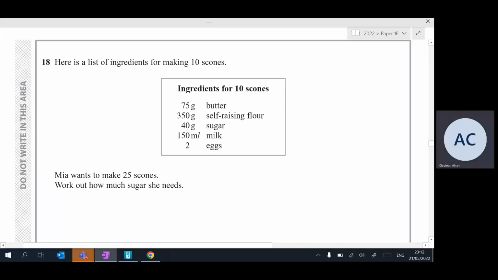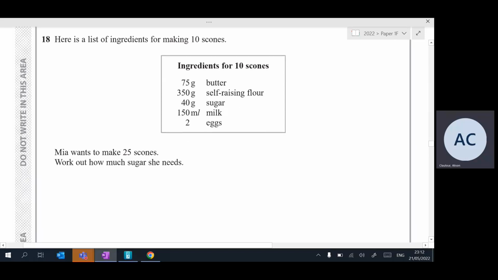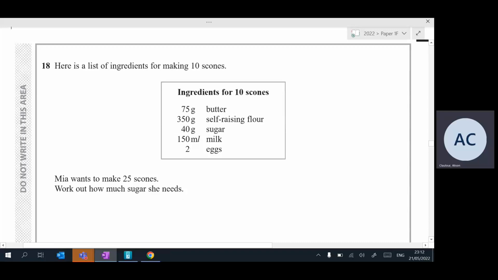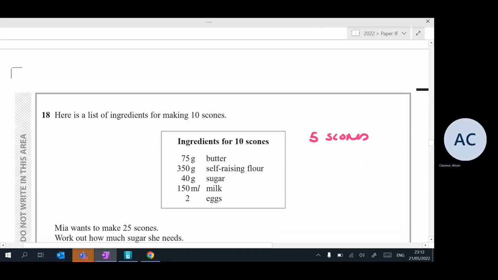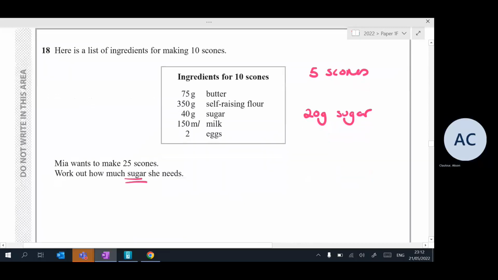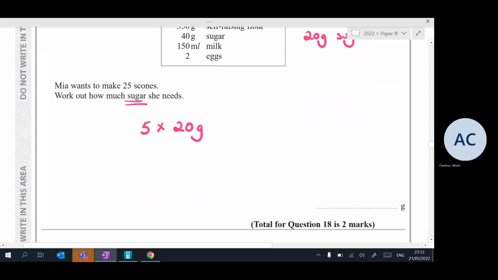So here I've got a recipe for 10 scones and I want to make 25 scones. Okay, so think about how we get from 10 to 25. So it might be easier to do a recipe. So we're only interested in sugar. I'm going to halve it to get 5 scones. So I would need 20 grams of sugar. Don't need to do all of the different elements because we're only interested in sugar. So then if I want to get 25 scones, I need to do 5 batches of that. I'm doing 5 times my 20 grams, which is 100 grams of sugar.